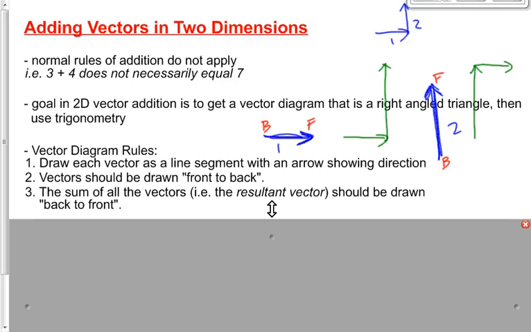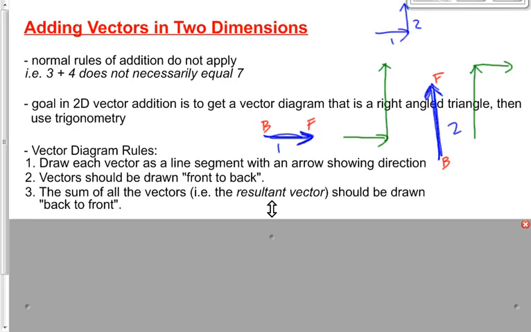Now, we haven't added anything together yet. The rules of vector addition require us to get a right-angled triangle so that we can use some trigonometry and such. We've just drawn a couple of vectors. We still don't even have a triangle, let alone a right-angled triangle. What are we going to do at this point to finally add these vectors together?